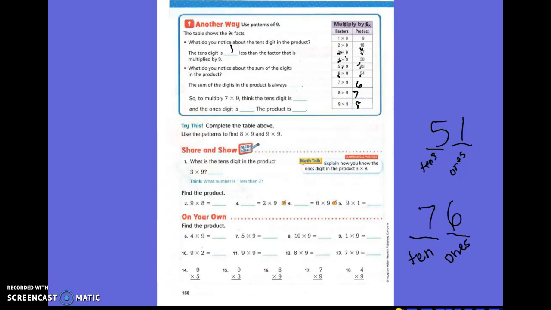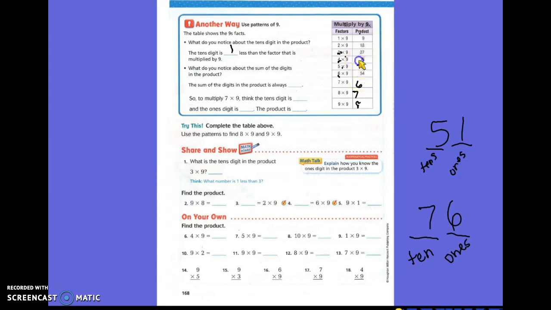Okay. Now, that's part of the trick. It's not finished yet. What do you notice about the sum of the digits in the product? Look here. 0 plus 9. Sum means add, right? So look at the product. 0 plus 9 equals 9. 1 plus 8 equals 9. 2 plus 7. 9.